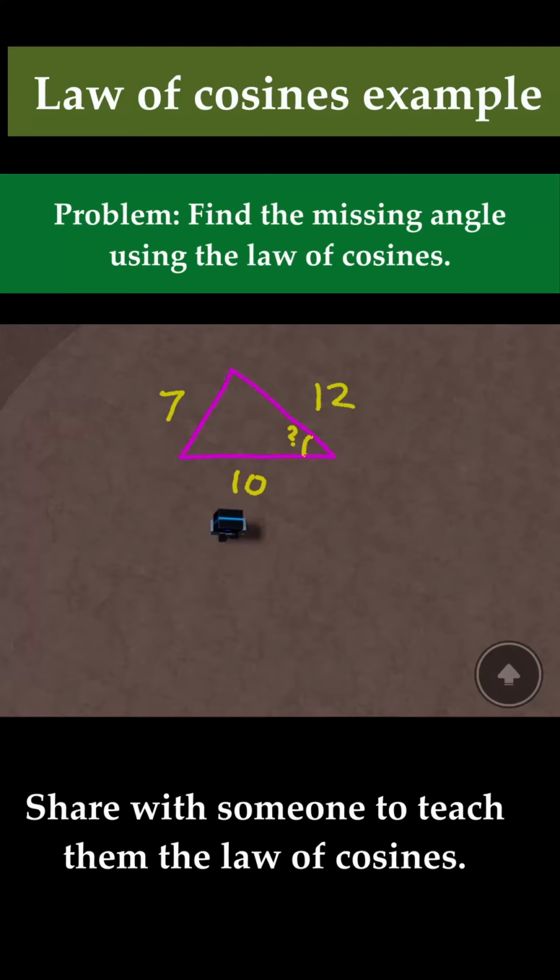In this problem, we have a triangle with side lengths of 7, 10, and 12, and we have a mystery angle that is opposite to the side that is 7 units long, and we need to find that angle. So whenever you have 3 sides and a mystery angle, this is a good setup for the law of cosines.